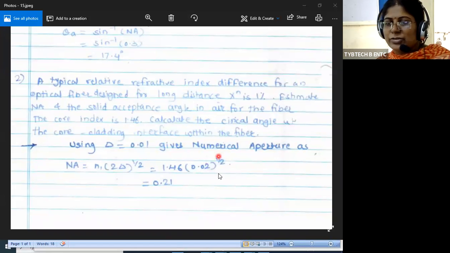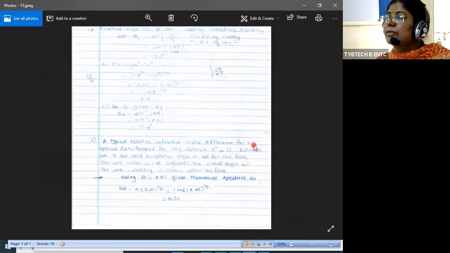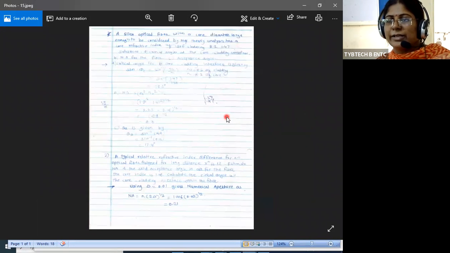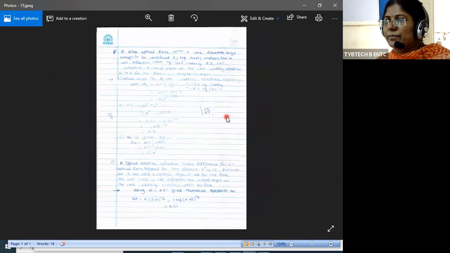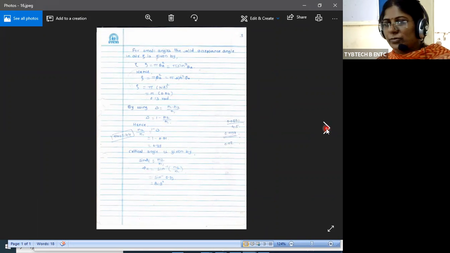So for calculation of critical angle you need which two terms? What is the formula for critical angle? Phi c is equal to sine inverse of n2 by n1. So here only n1 is given. So we need to calculate the n2 value. So how will you calculate the n2 value?